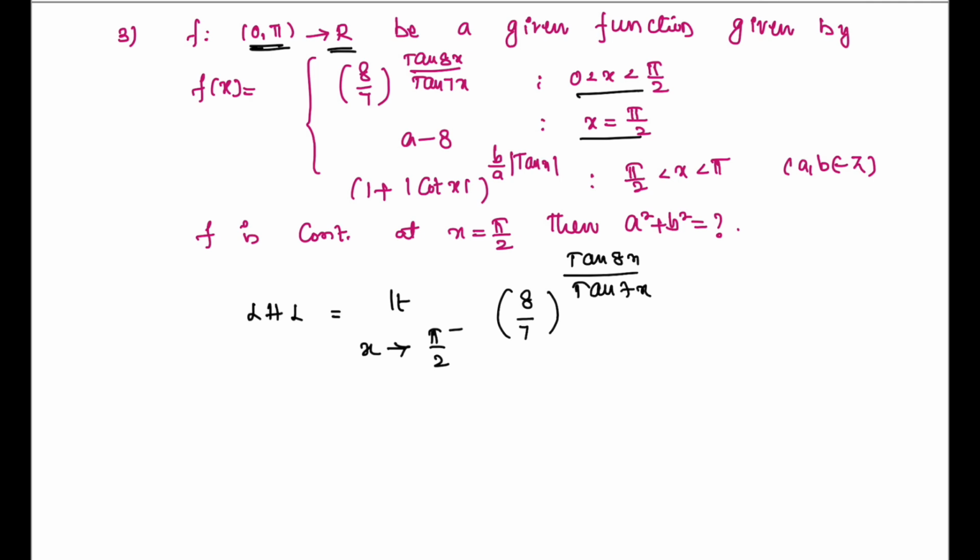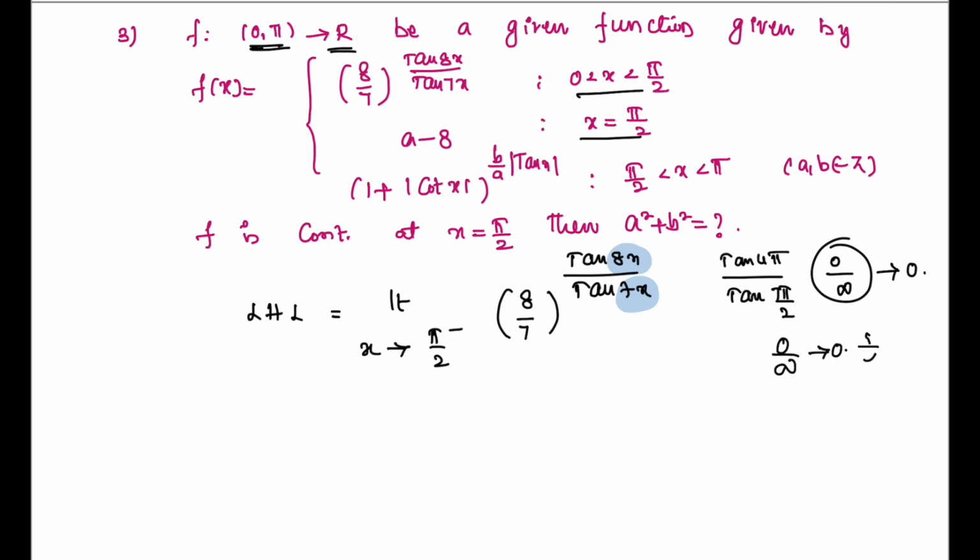Now here you see, if we substitute the x value pi by 2 here and here, what are you going to get? X tends to pi by 2. If you substitute here, you get tan 4 pi in the numerator and tan 7 pi by 2 in the denominator. Tan 4 pi is 0 and tan 7 pi by 2 is infinity. So 0 by infinity tends to 0. Because with 0 by infinity, you can think like this: 0 into 1 by infinity. If the denominator is infinity, a very big value, then 1 by infinity is going to be 0. So the final result 0 by infinity is 0 only.